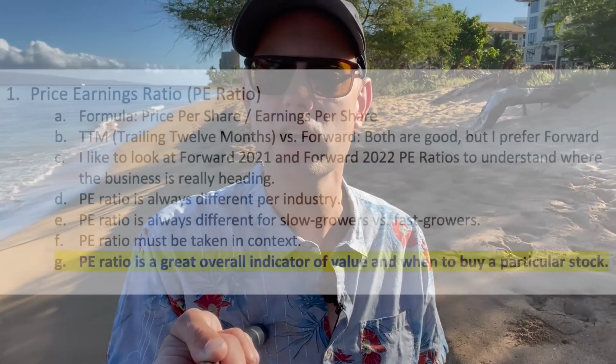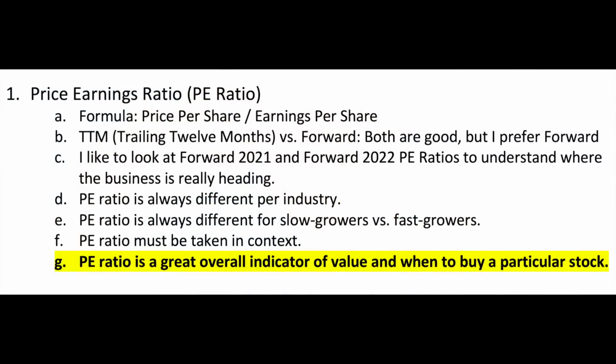I'm going to go through the 13 metrics. The first one is PE ratio. And so as a dividend stock investor, I invest for dividends and cash flow. One of the things that's really important to me is I like to buy value. I like to buy stocks when they're trading at a reasonable value.